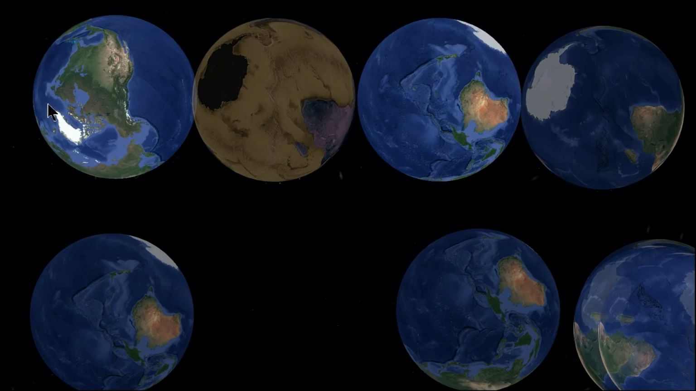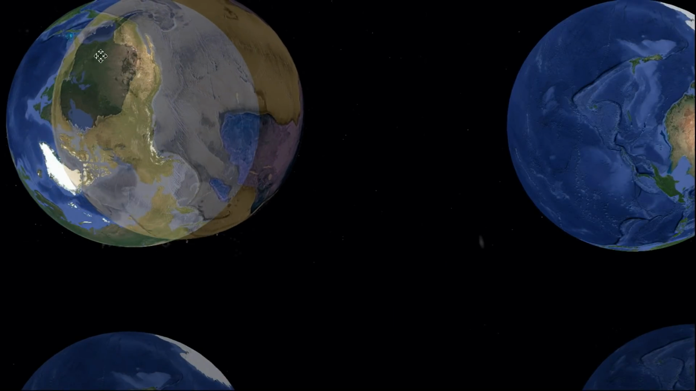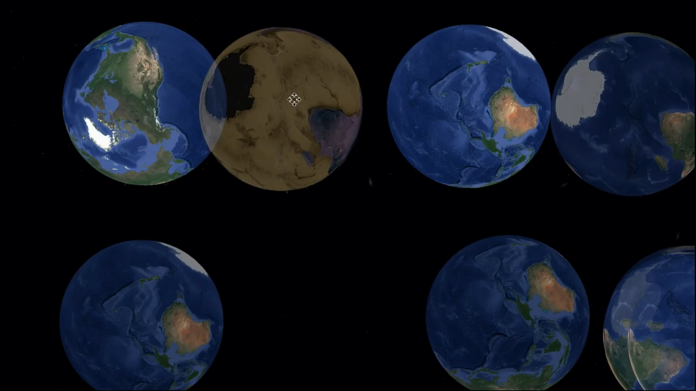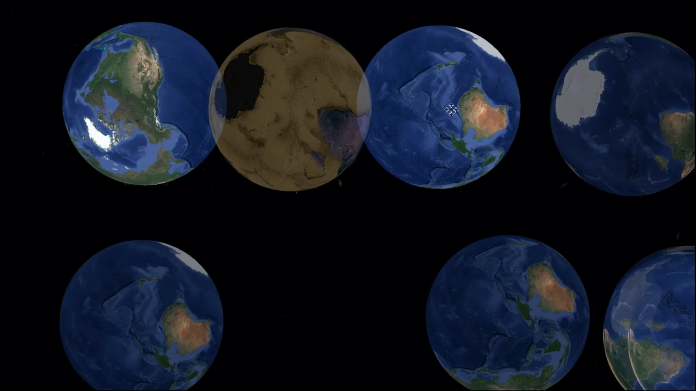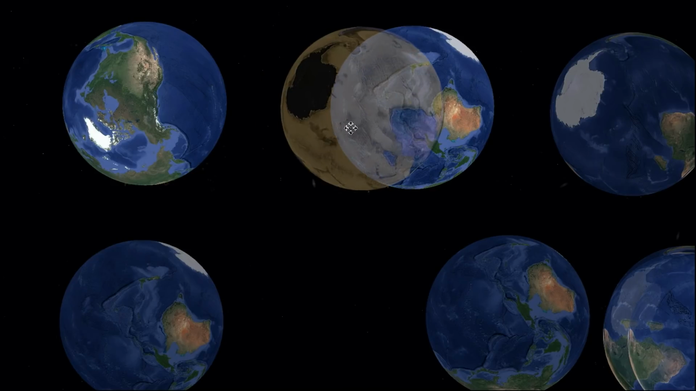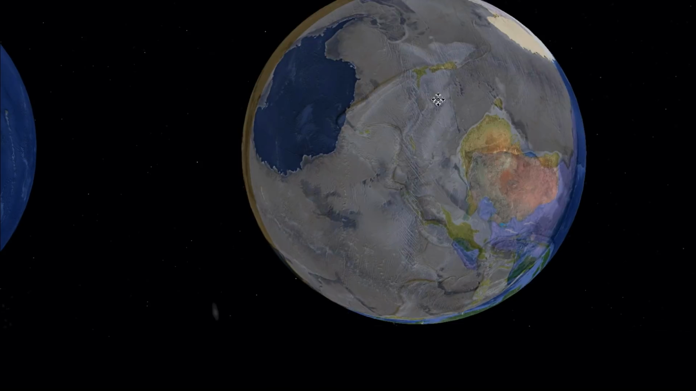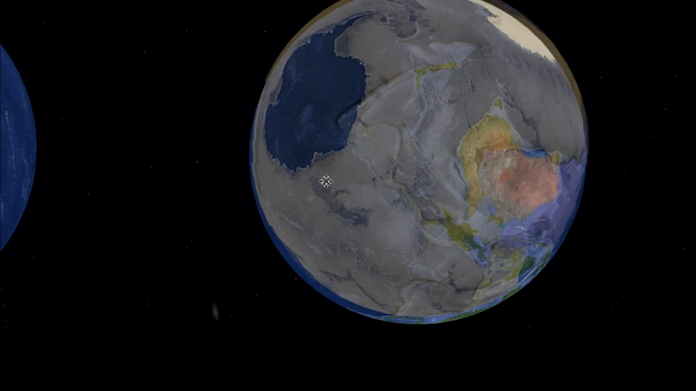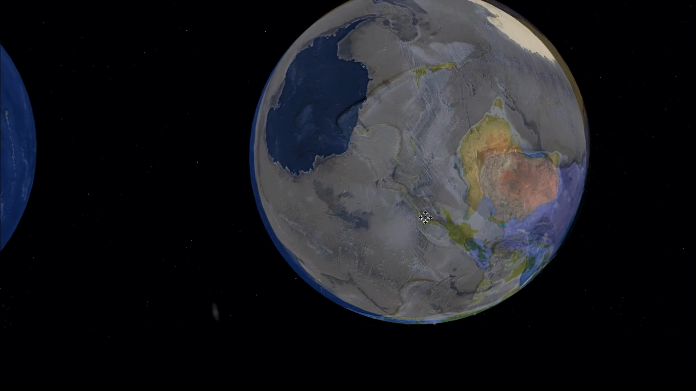Here's where things get interesting. If I take this negative image and I show you again how it lines up with North America, and then if I take it and I show you how it lines up with the opposite side of the Pacific plate, right there, see how they come together, and it matches all the way down to here.